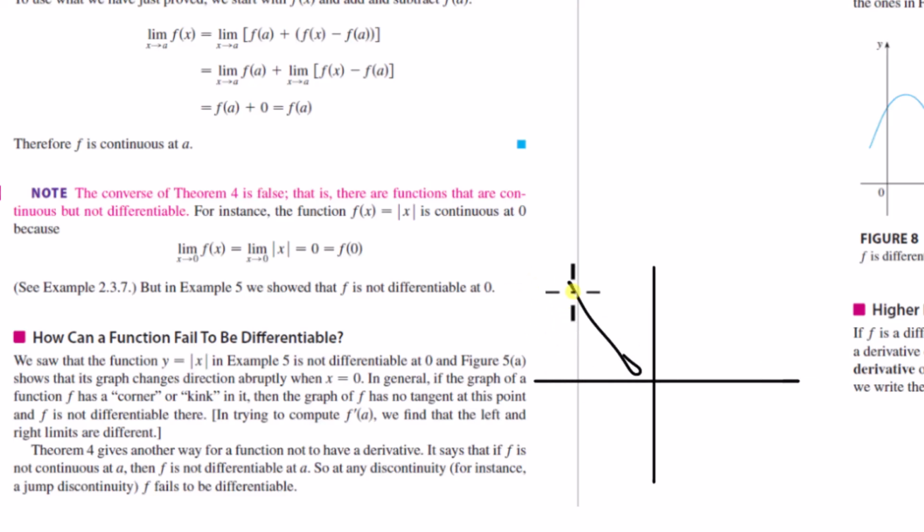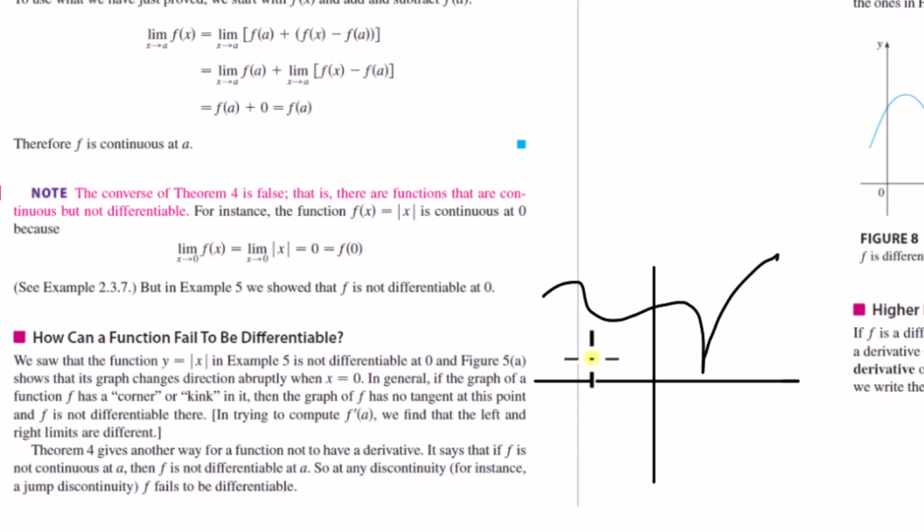Like the absolute value, it's like a corner or a kink here. And if you have a corner or a kink, the function is not going to be differentiable because of everything we just talked about. It's because the derivative approaching that corner or kink from the right and the left aren't the same.